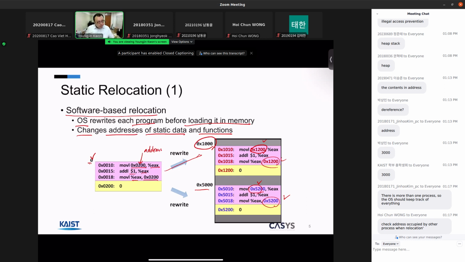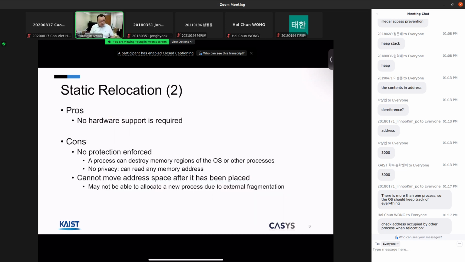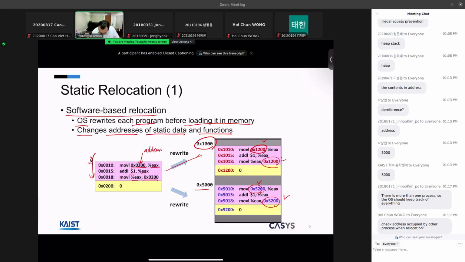It works, but patching every instruction is very complicated. The good benefit of static relocation is that no hardware support is required. There's no external hardware support required, but it's complicated. The first problem: protection is not enforced. The application is loaded as it is. The application is loaded, but there's no protection in software.